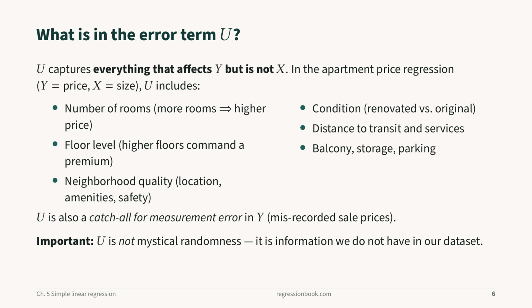What actually lives inside u? Everything that affects price but is not size. Number of rooms, floor level, neighbourhood quality, condition, distance to transit, balcony and parking, plus any mismeasurement of the recorded price. The closing line deserves emphasis. The error term is not mystical randomness. It is information we simply do not have in our dataset.